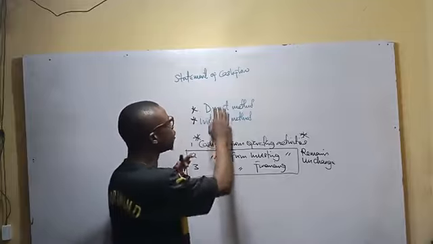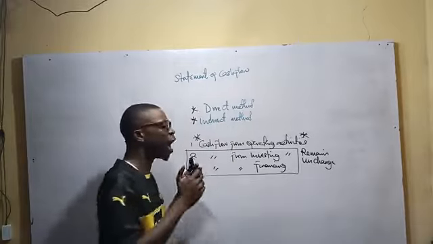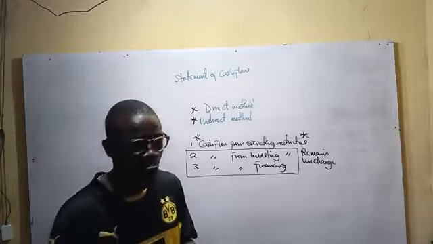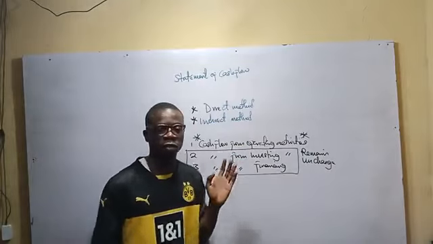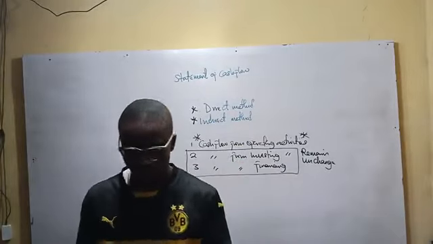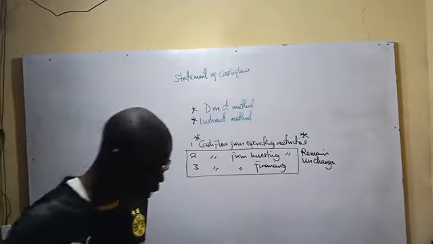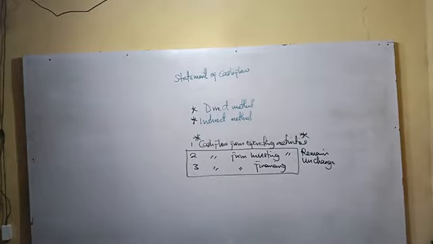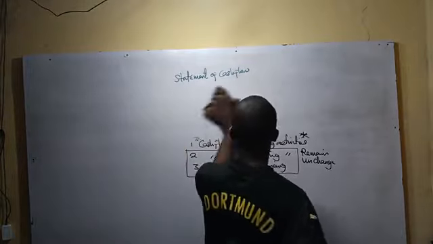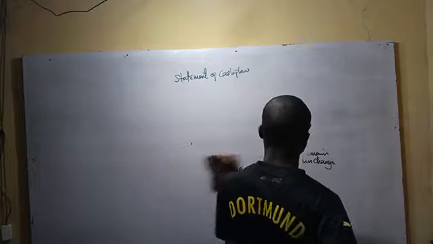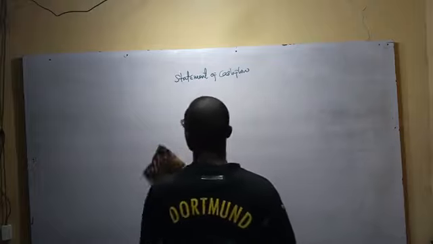So the only difference between the direct and indirect is how to calculate your cash flow from investing activities. That's the only difference between the two methods now. So let's go to the first method, which is the direct method.